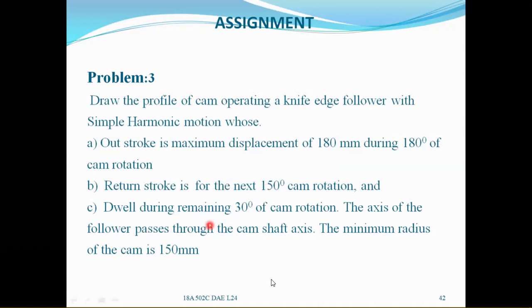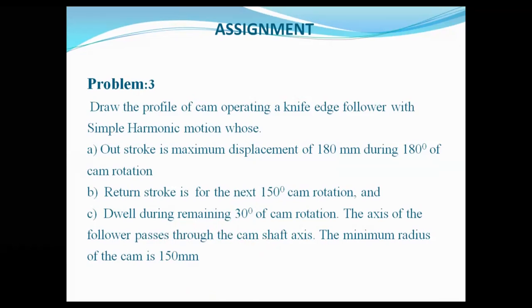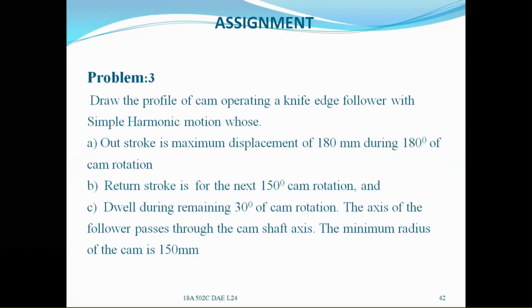The axis of the follower passes through the camshaft axis. Minimum radius of the cam is 150 mm. So this problem is also the same as the second problem, but the only difference is that there is no dwell period between outstroke and return stroke. That's all.